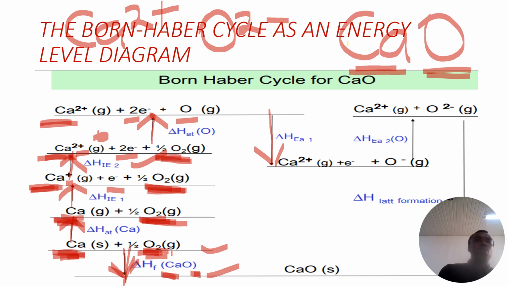You can see calcium is 1 here, oxygen is 1 here. The atoms are all balanced. Let's go for the charges. Here, calcium is +2 and the charge is +2 minus 2, which is 0. Oxygen here is also 0.